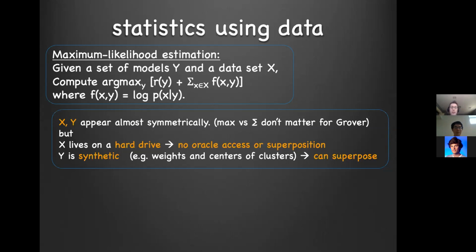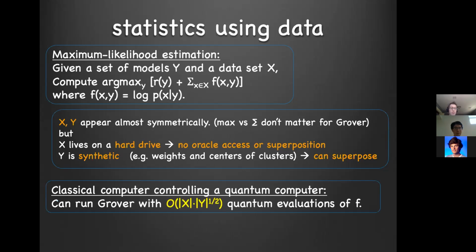However, the type of data is very different. The data set X lives on a hard drive. These are a bunch of records that you got from real world data or wherever you got them from. These are not things that you can access in superposition. Whereas Y, the set of models, is a synthetic set. This might be weights and centers of clusters if you have a clustering. And those you can access in superposition. So the set is much, much larger than the little index that points into it. And you can easily prepare a superposition over this index. And whatever you can evaluate for one model, you could also evaluate for a superposition of models. So that is very asymmetric.